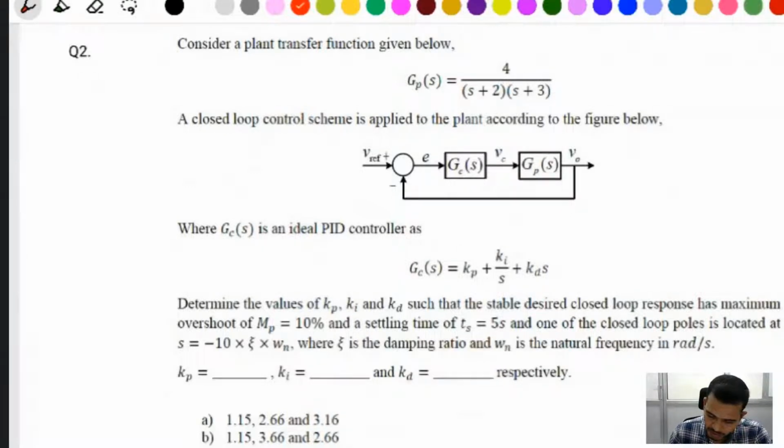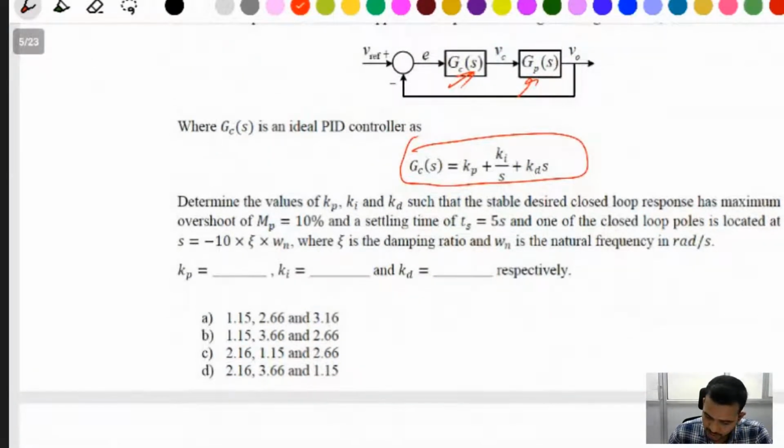Question number 2 is given. Consider a plant transfer function given as 4 divided by (s plus 2)(s plus 3), and the controller scheme is also given. GC is the controller and GP is the plant transfer function. GC is given like a PID controller, Kp plus Ki by s plus Kd s, and the maximum overshoot Mp is 10% and the settling time is given as 5 seconds. One pole is also given, I think minus 10 times zeta omega n. Then find Kp, Ki and Kd respectively.